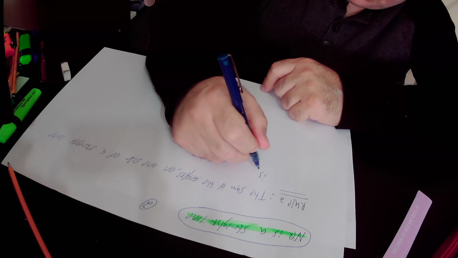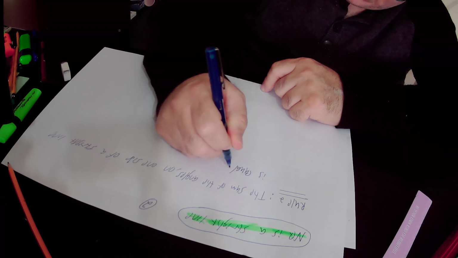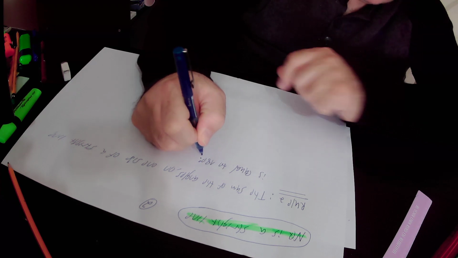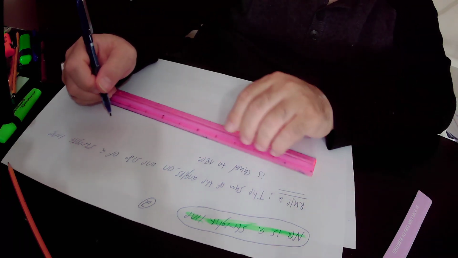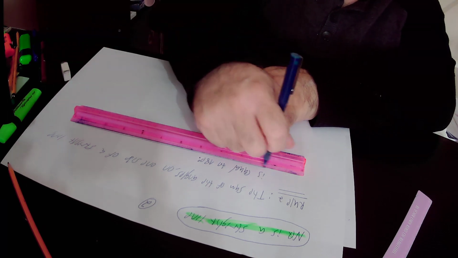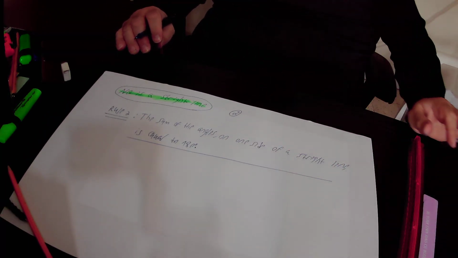Is equal to 180 degrees. So I write rule number 2 again. According to rule number 2, the sum of the angles on one side of a straight line is equal to 180 degrees. Okay?